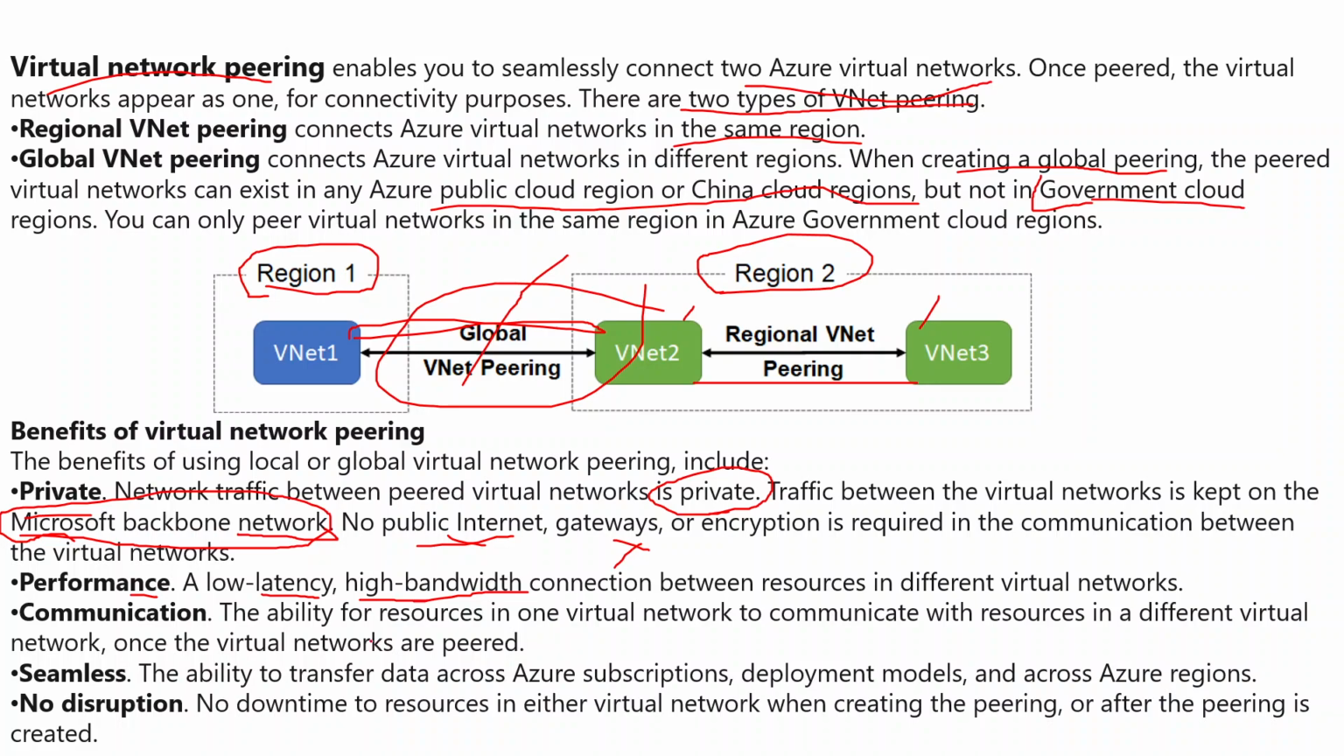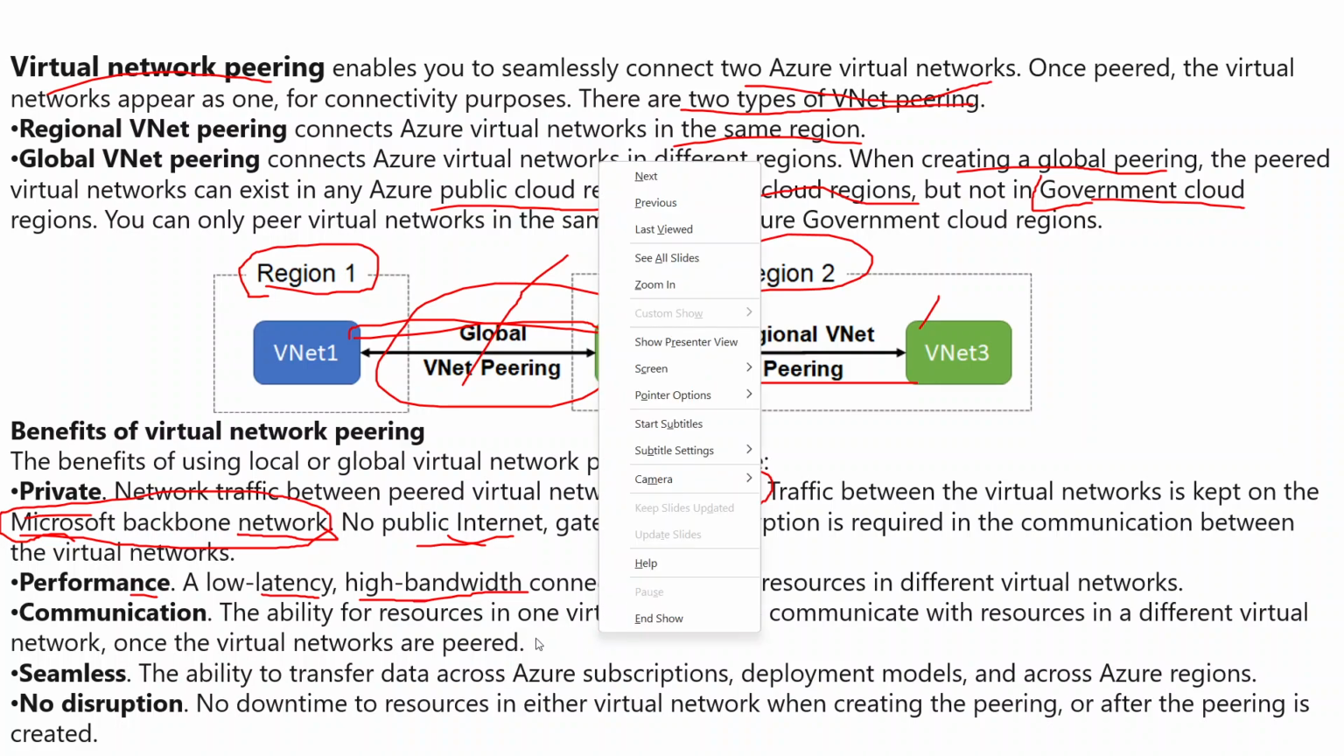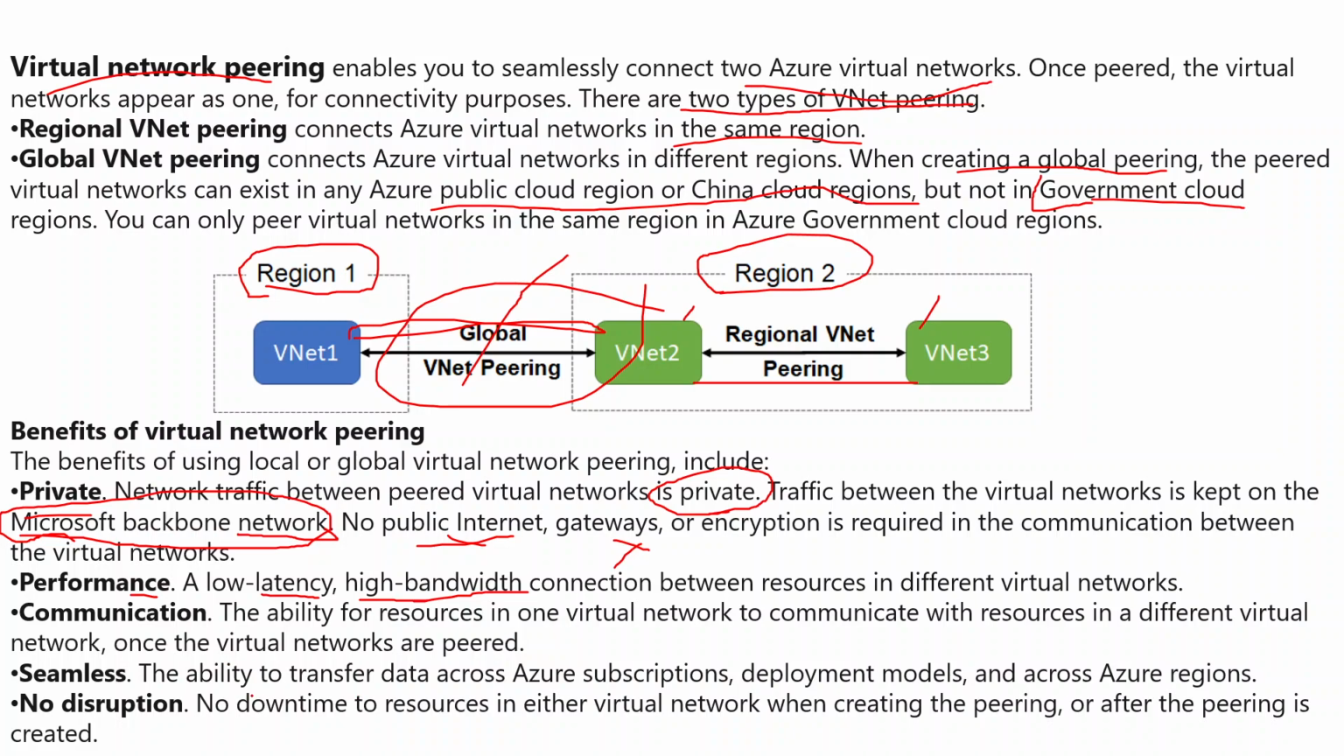And coming to communication, all the internal resources will communicate through the virtual network only, in a seamless manner. Seamless means it will transfer data across subscription levels, follow all the deployment models, and work across all the Azure regions. And no disruption means there will be no downtime to resources in either virtual network while creating the peering or after the peering. If you want to create a peering from one virtual network to another, there will be no downtime in this virtual network or in the target virtual network. It will get created automatically and connect very soon.